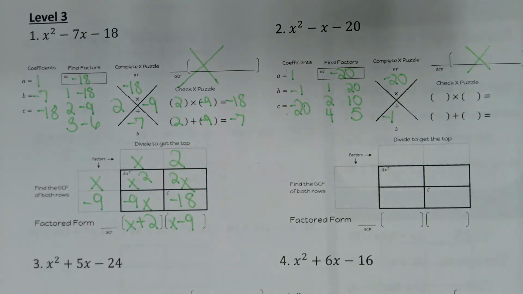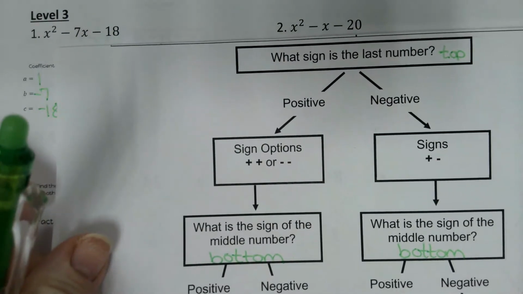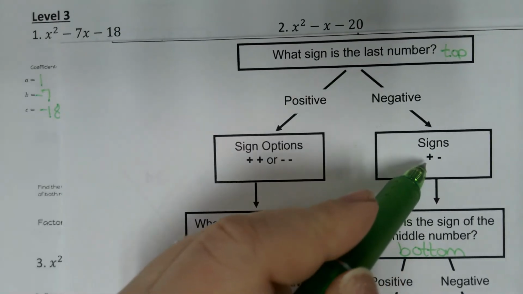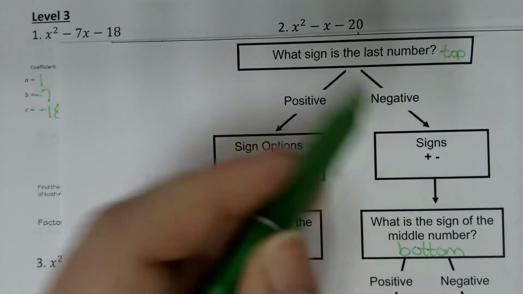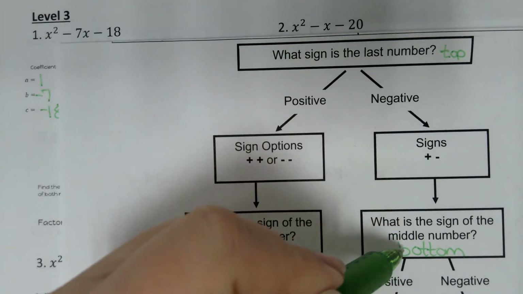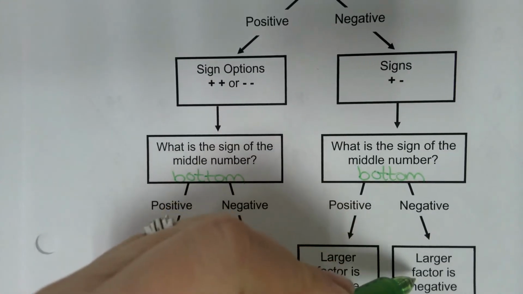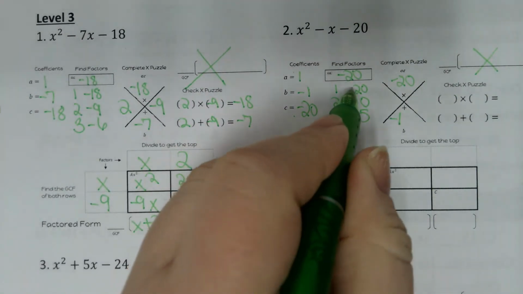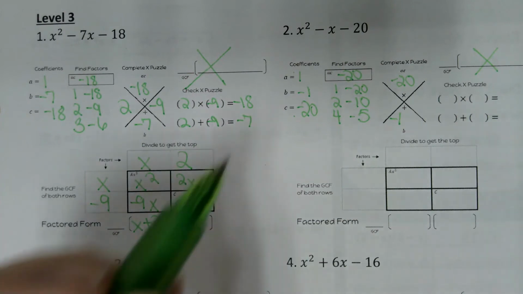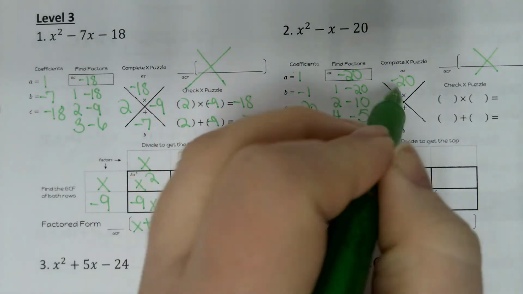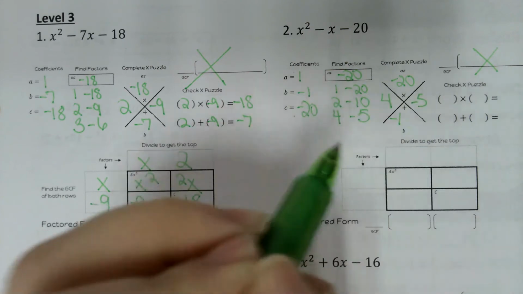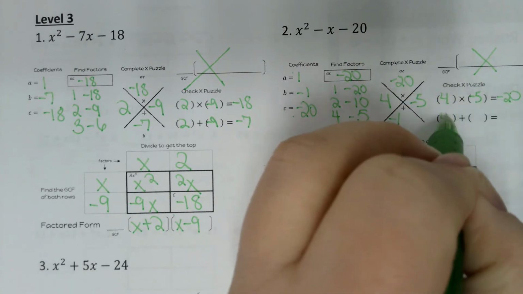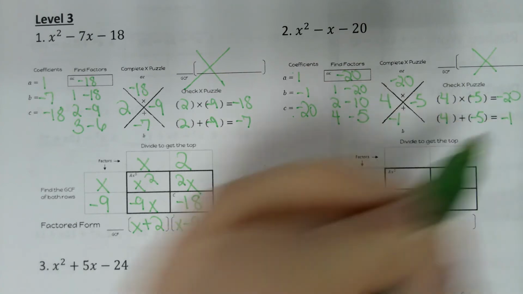Using your factoring flowchart, what is the sign of our last or top number in the X? The sign is negative, so we'll need 1 of each sign. What's the sign of the middle number or the bottom of your X? It's also negative, so we'll need to make sure our larger factor is negative. So each in the second column will be negative. And the factor that adds to be negative 1 is 4 and negative 5. Quickly check. 4 times negative 5, yep, that's negative 20. 4 plus negative 5, yeah, that's negative 1.